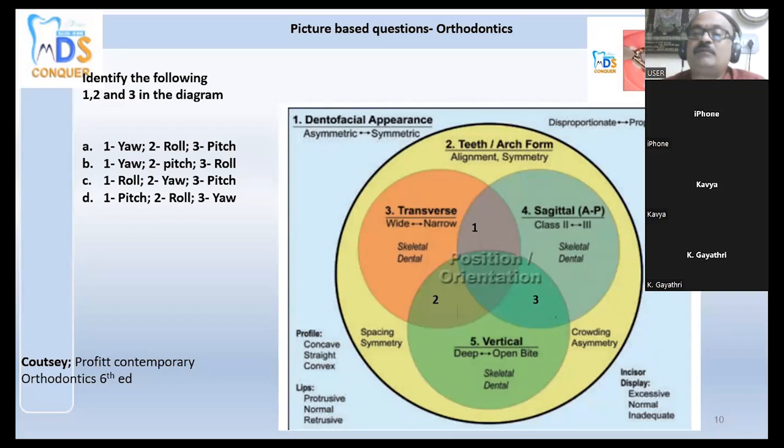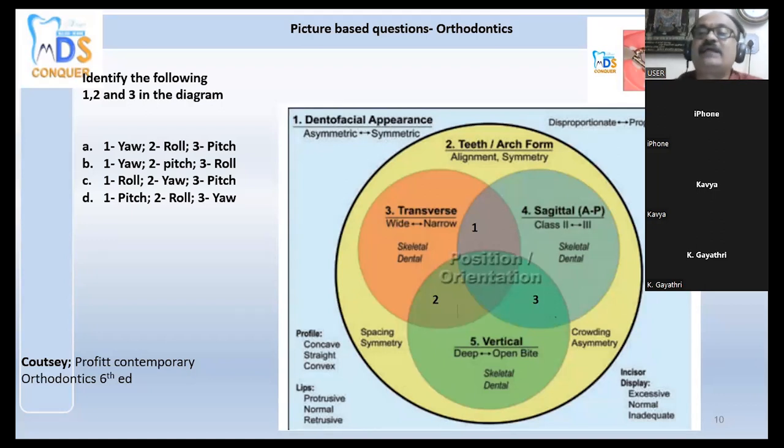And pitch, how I remember, is cricket pitch. You start bowling from this end to that end, from anterior to posterior or posterior to anterior. That's why I remember P for posterior, anterior, posterior, or the sagittal direction. It is the pitch of the occlusal cant, the pitch in the anterior-posterior direction. What happens is either the anterior teeth come down or the posterior teeth come down. This is called pitch, this is called roll, the left and right, up and down, and this is called yaw, yawning.